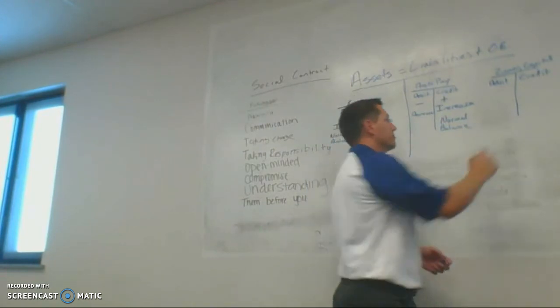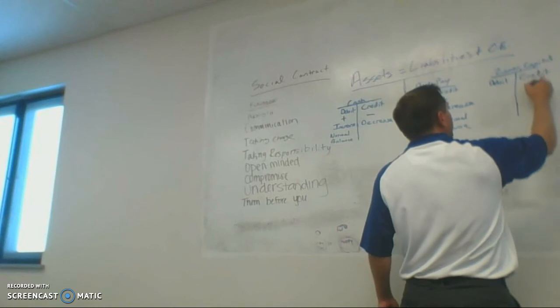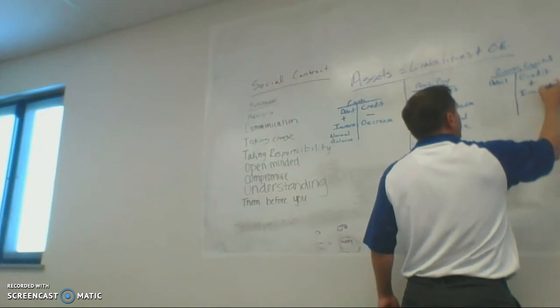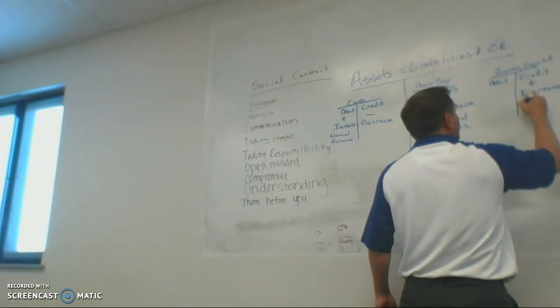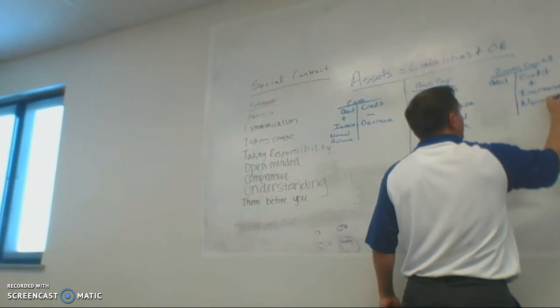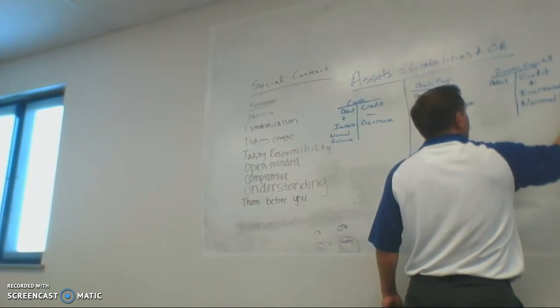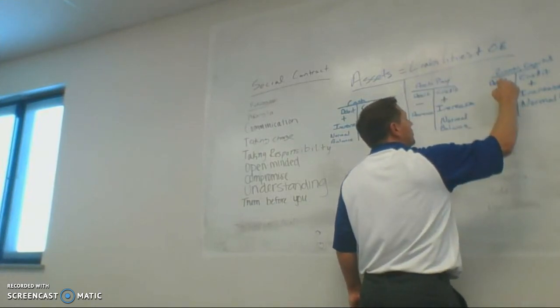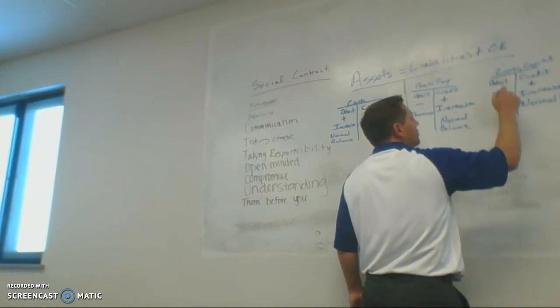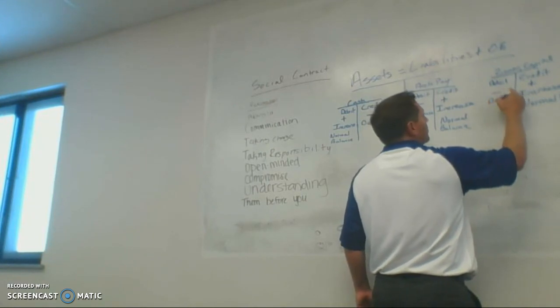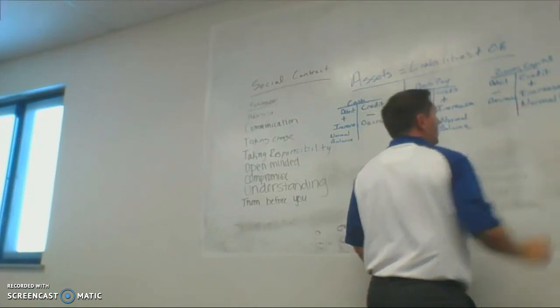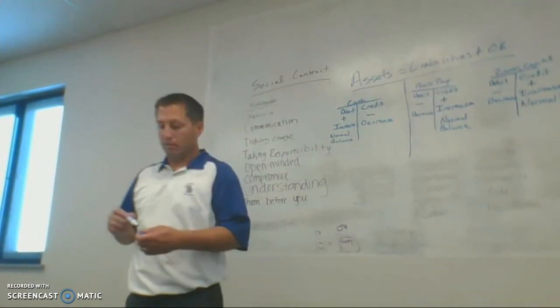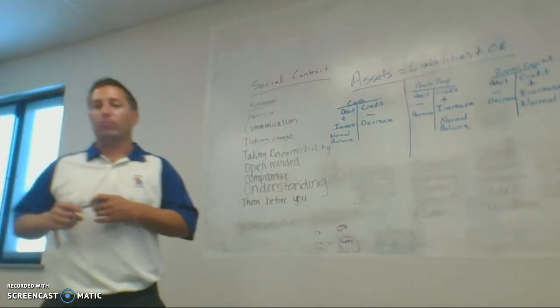All right? So, increase side. Normal balance as well. Decrease side. Okay. Everybody understand how that works?